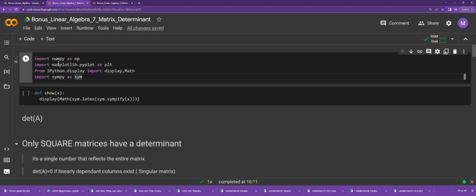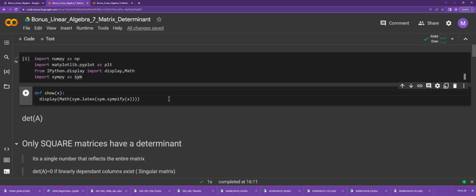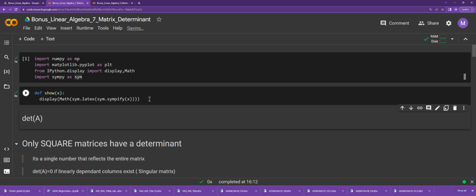So as usual, I'm going to be importing NumPy as np, matplotlib, and I do the IPython.display for just displaying the nice matrices, and I'm importing SymPy as sym. Okay, so that's imported, and I'm going to create this function, the show function, which you have seen before.